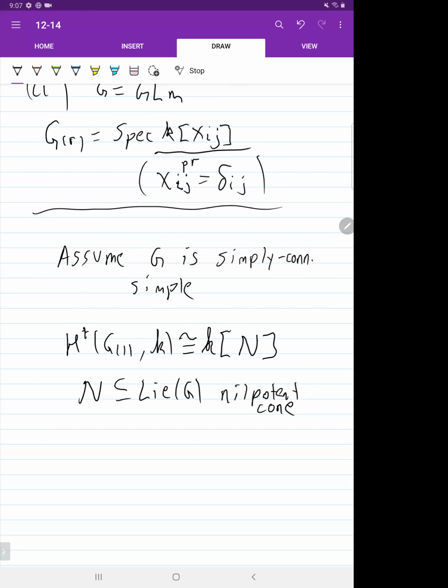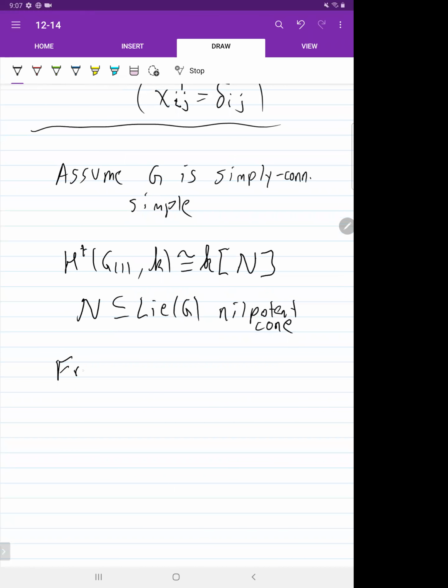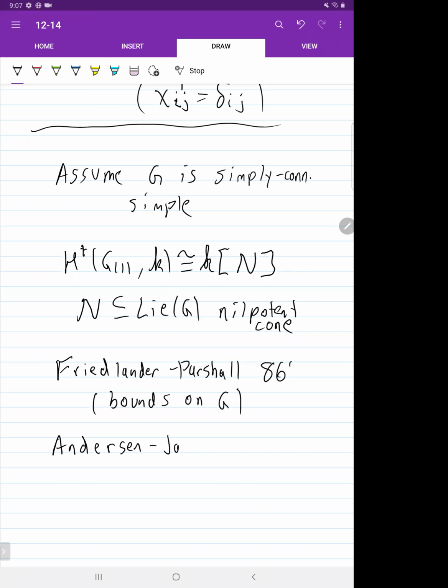And this was proved partially by Friedlander, with some bounds on p depending on G, and by Andersen and Jantzen, assuming that p is greater than the Coxeter number of G.